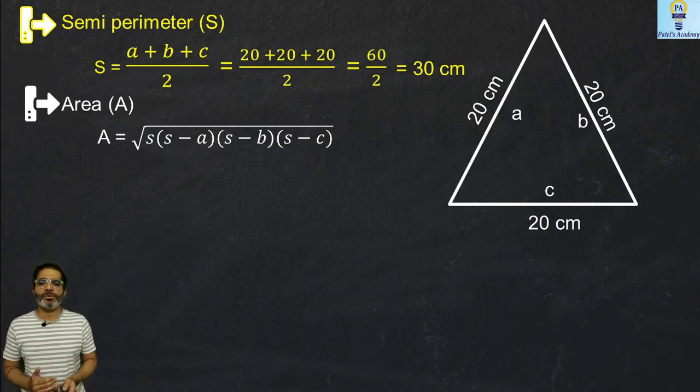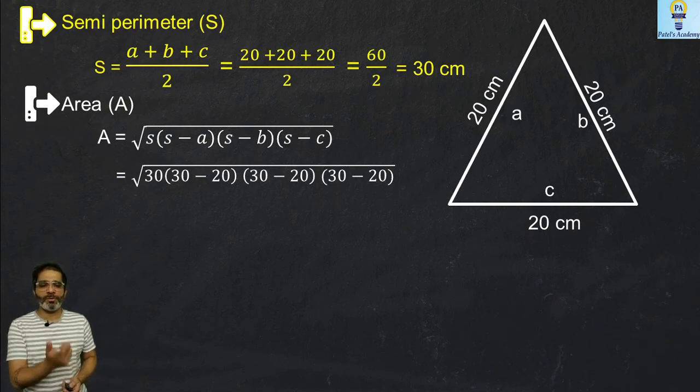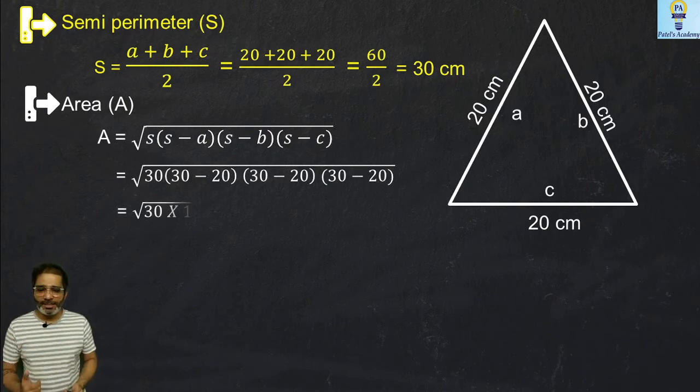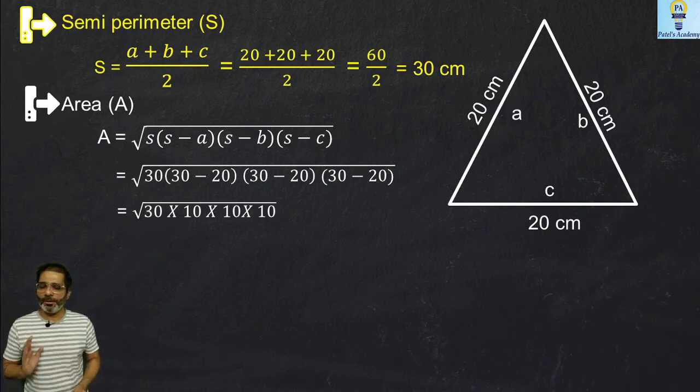Now let us substitute each value in the next step. So I have 30 in all the 3 brackets. If you see, I have the same numbers. Why? Because all the 3 sides are same. So I have 30 minus 20, 30 minus 20, 30 minus 20. Next step, I'm going to write down the subtraction of each bracket, that is 10, 10 and 10. So what I have over here is under root 30 into 10 into 10 into 10.